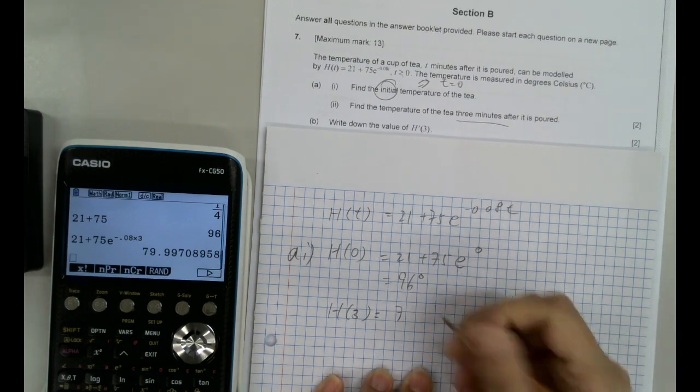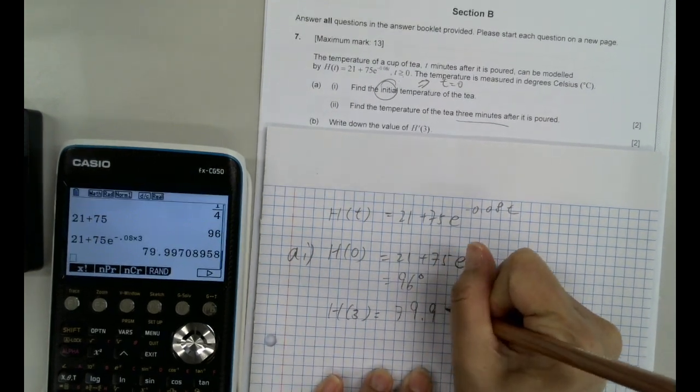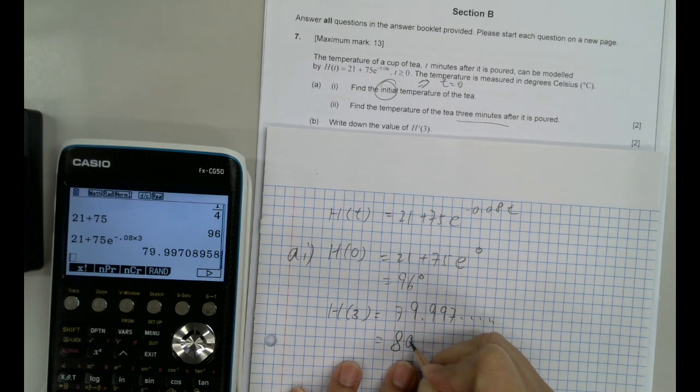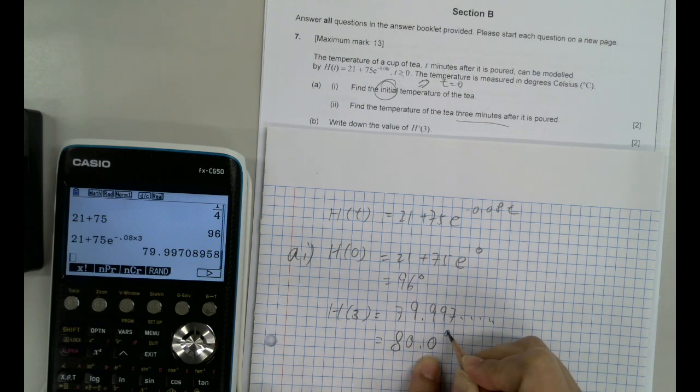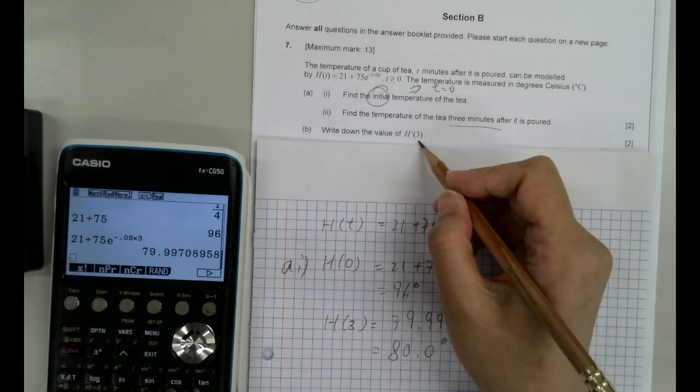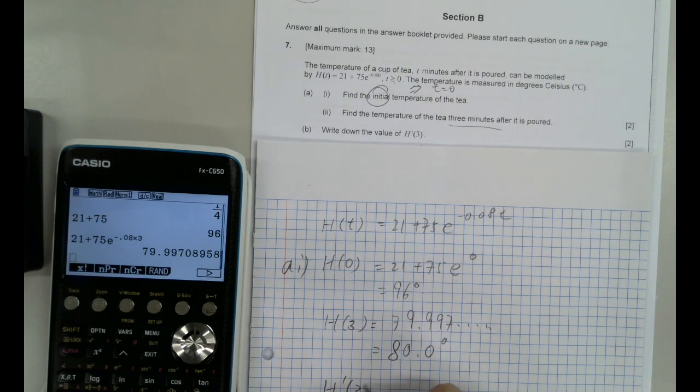We're using the GDC here, so it's 79.997 and so on, whatever. We take 3 significant figures, so make sure it's 3 significant figures only. We need to have the 0 there. If you miss that, you miss it. Now, write down the value of H'(3). You can do it by hand.